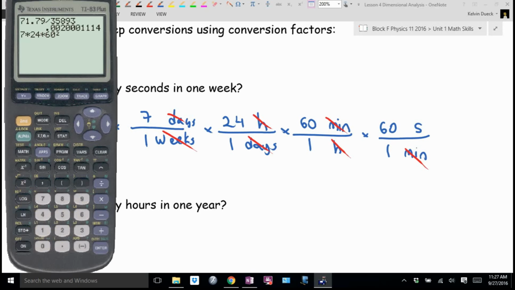By the way, I'm lazy. I went 60 squared because it's 60 times 60, and I have a squared button. Do you get 604,800 seconds in 1 week? Is that right? Okay.